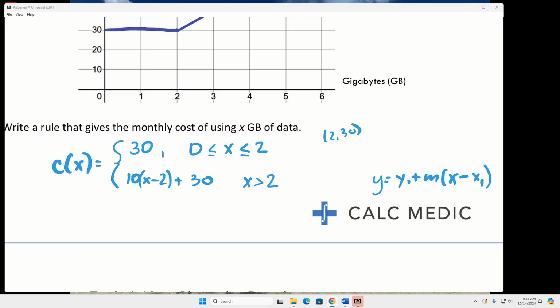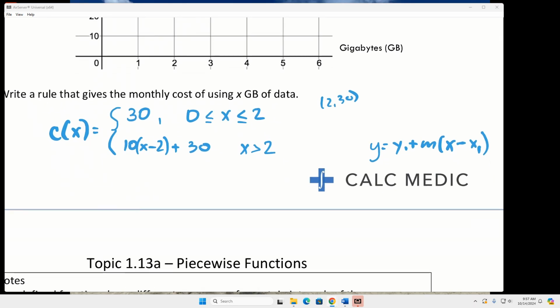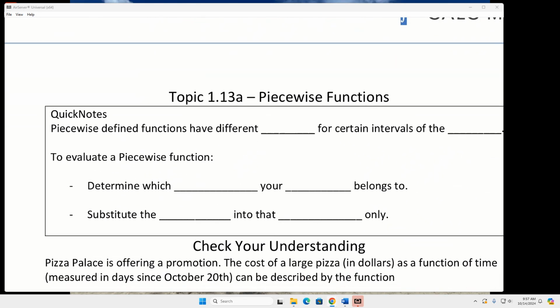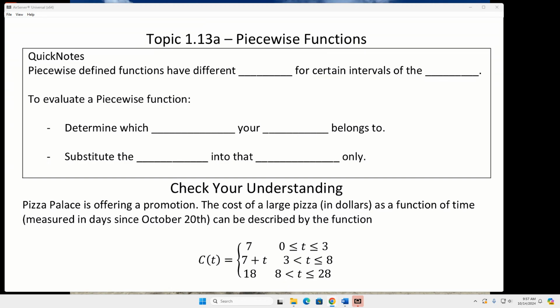All right, so that's the piecewise function. They're super fun. I wish you knew more about them before today, but that's okay. You're going to learn a lot today. All right, so on the notes part, sometimes they're just called piecewise functions. Sometimes they're called piecewise defined functions. It means the same thing. But on these functions, you have different rules for certain intervals of the domain.